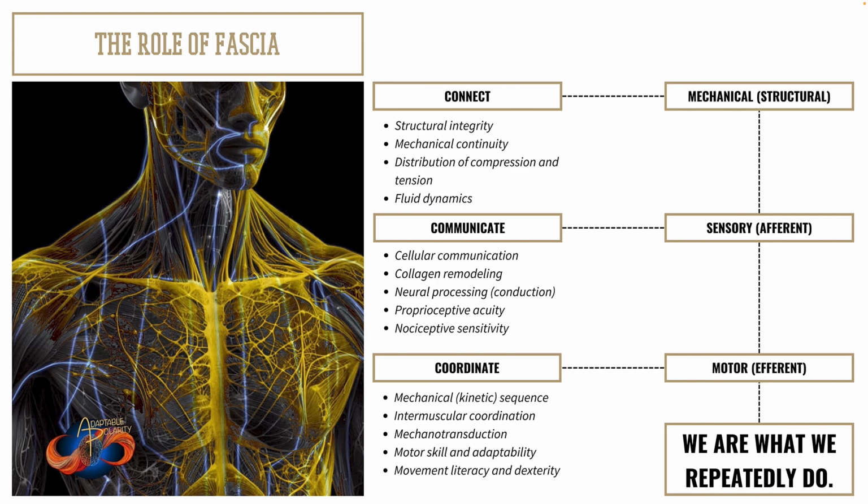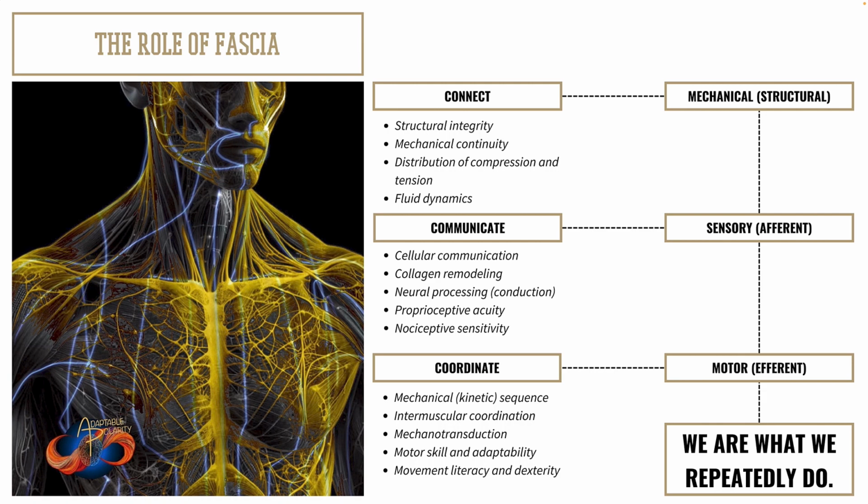For communicate, here's where we're thinking about more of our proprioceptive and nociceptive bodies. We're thinking about the neurological intertwining that we have between fascial tissue and nerve fibers. We're thinking about the cellular communication and the regeneration of collagen fibers. So the communicate aspect is going to speak to the sensory or the afferent function of the tissue.